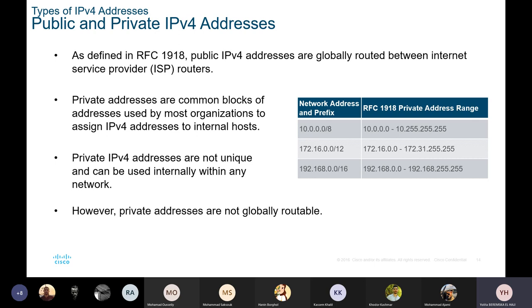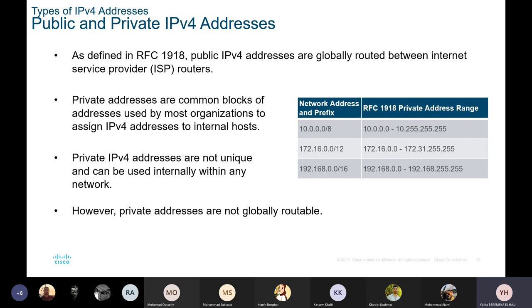Okay. The second range is 172.16.0.0/12, and here it goes from 172.16.0.0 up to 172.31.255.255. And the third range is 192.168.0.0 with a /16. We can use the private addresses from 192.168.0.0 up to 192.168.255.255. Okay, but only these addresses, as I said, are for internal use in LANs.